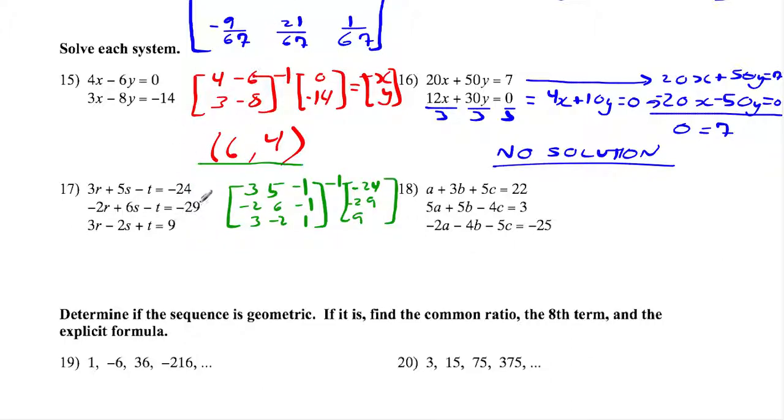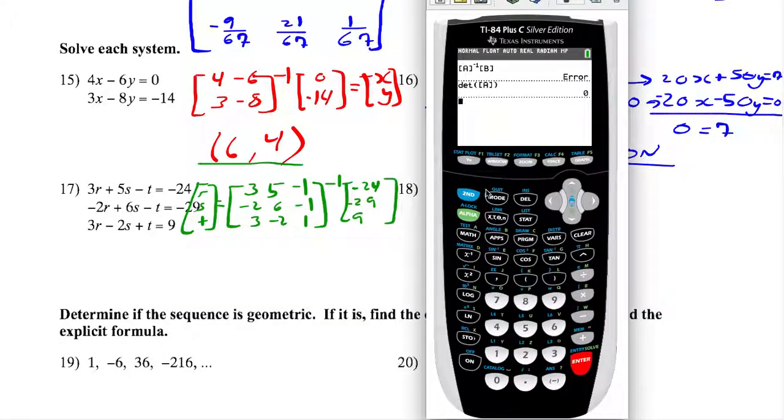Helps if I know my alphabet, right? RST is equal to this. So there we go. So just putting this into the calculator now. So let's do that. So go back to my matrix menu. We're going to go over to edit that first matrix. And so that's a 3 by 3 matrix.